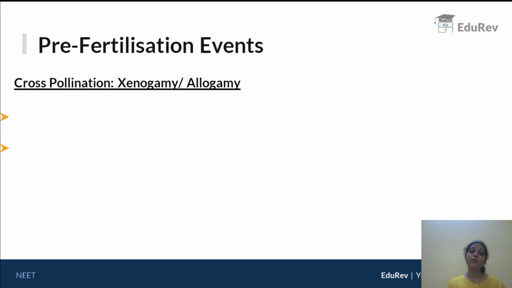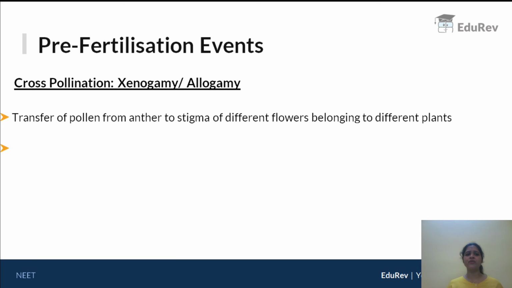Let's focus on the third one, and that is Xenogamy. Xenogamy is also called allogamy. If you remember, your chromosomes are called autosomes and allosomes. The word allo means different. So allogamy is obviously transfer of pollen from the anther to the stigma of two different flowers, both belonging to two different plants. Two different flowers, two different plants. The main advantage here is you have a whole lot of variations, which helps you in adaptation, and helps you to survive for a longer period of time.